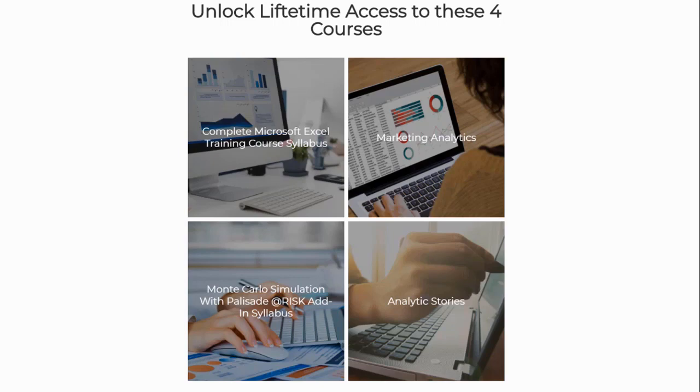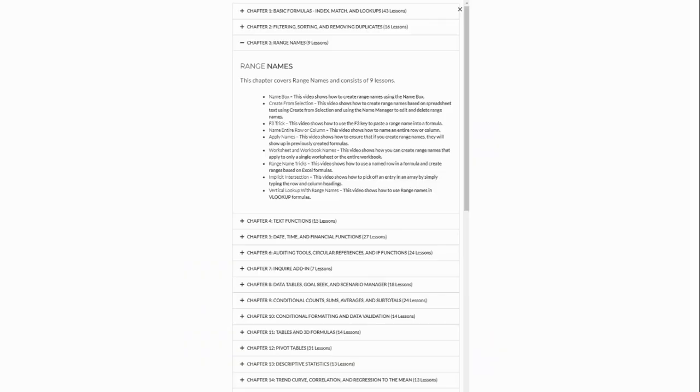And then the Monte Carlo simulation with Palisades, that is a very advanced course, and you would need @Risk. You get the course, but you would need the @Risk add-in to be able to follow along. I mean, you could still, of course, watch the videos. It's just to follow along, you need to purchase the add-in. It is not included in the course. But again, if you click on any of the syllabi there, you would see something like this. And then if you click the plus sign on any of the chapters, you would see every video that is included inside of that.